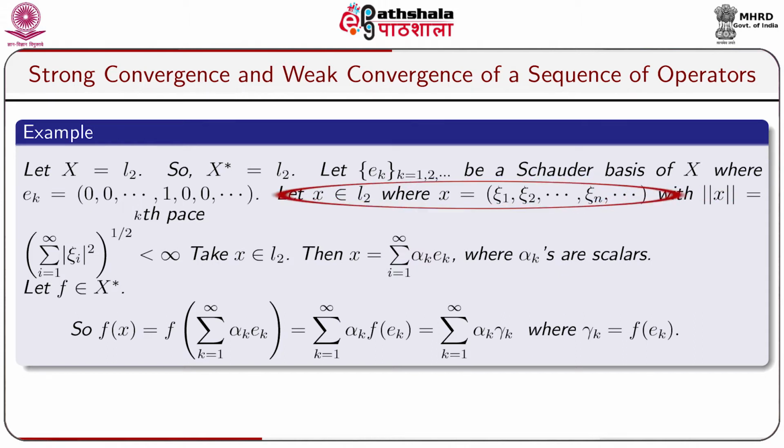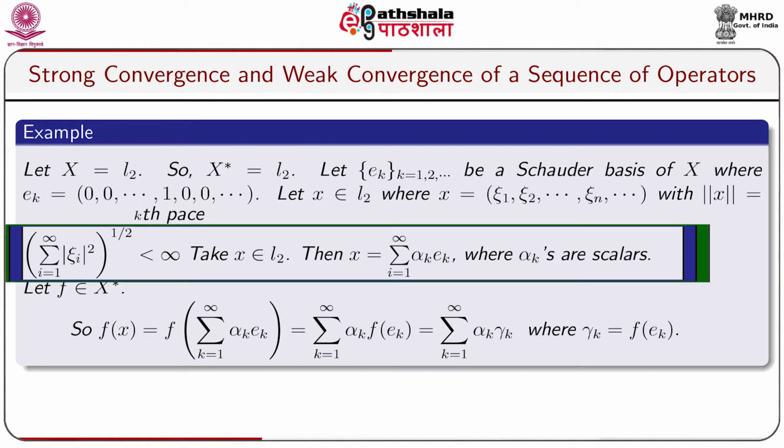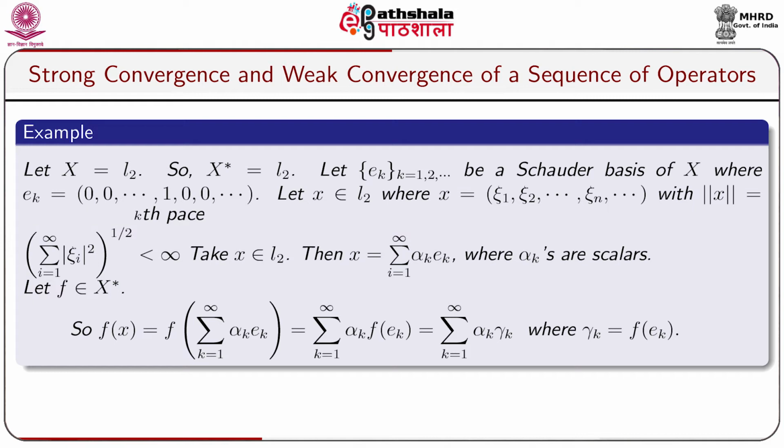Let X belong to L2, where X equals the sequence of elements xi1, xi2, ..., xin, ..., with norm of X equal to the sum from i equal to 1 to infinity of modulus of xi i squared, to the power half, which is less than infinity. Take X belonging to L2, then X equals the sum from i equal to 1 to infinity of alpha k Ek, where the alpha k's are scalars. Let F belong to X star.